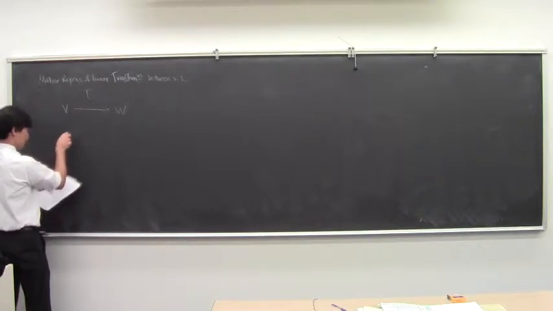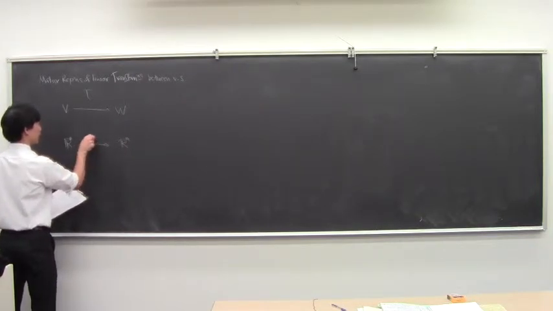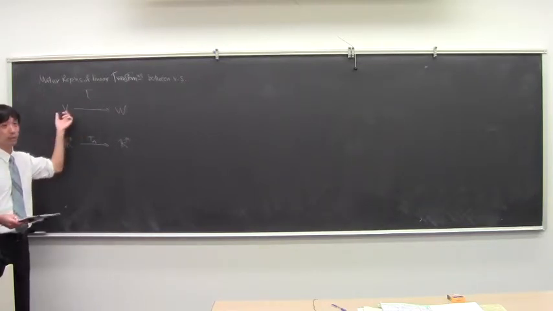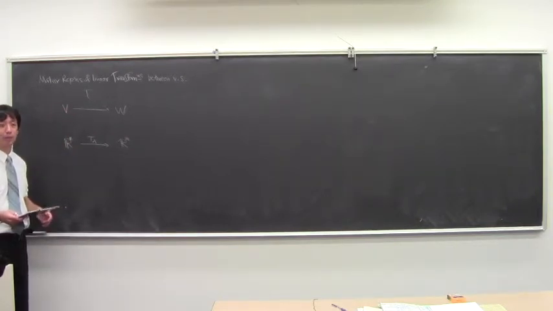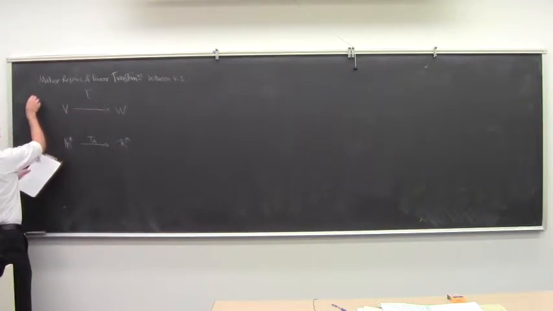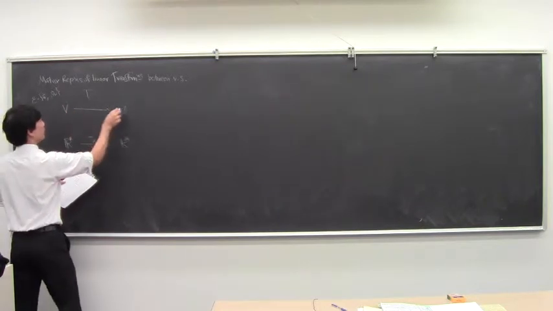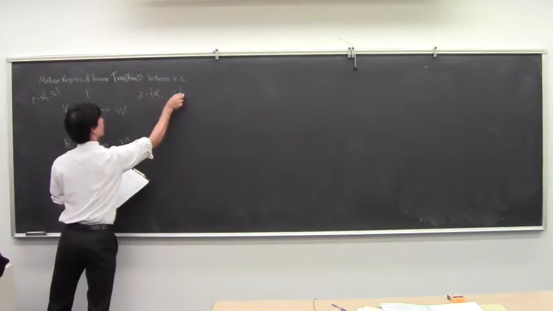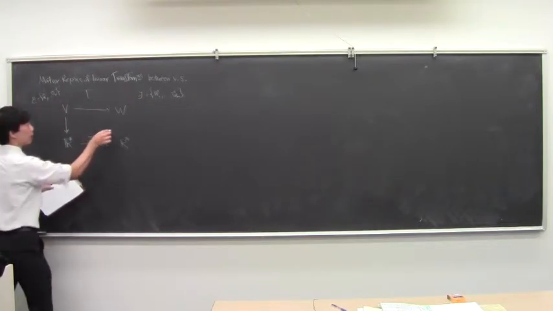V is n-dimensional, say, and W is m-dimensional, and we want some matrix A so that the linear transformation going from Rn to Rm somehow parallels the behavior of T from V to W. Somebody gives us a basis V1 to Vn of V, and another basis W1 to Wm of W.